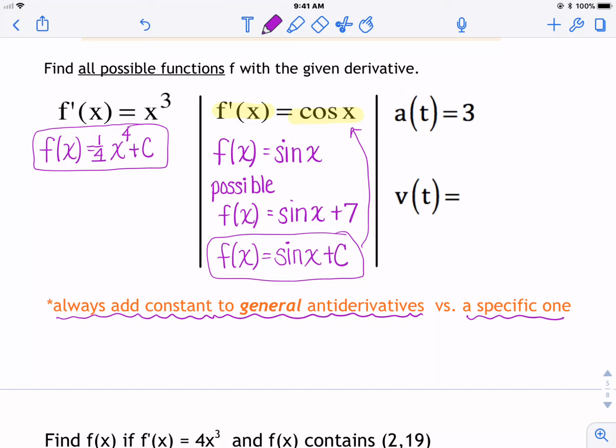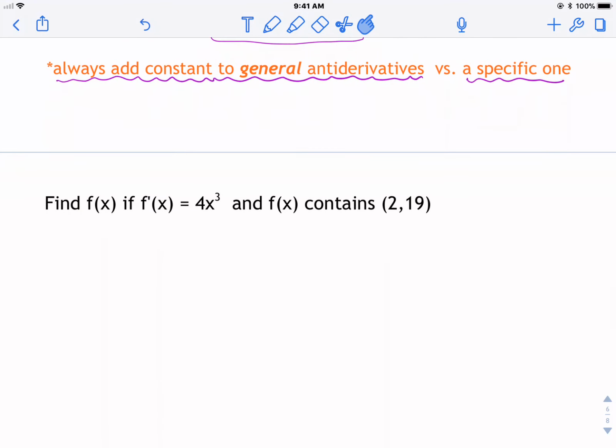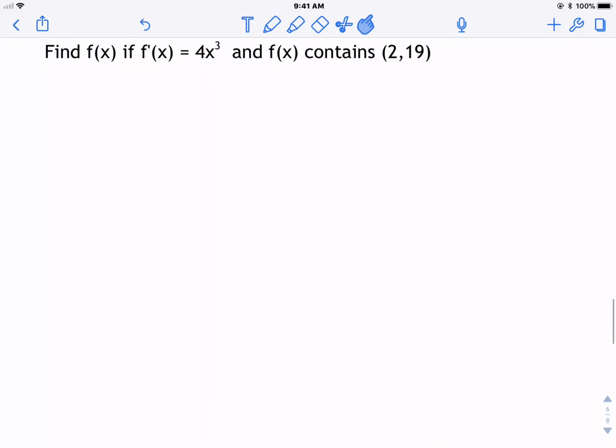The third example, they give us an acceleration function. They tell us the acceleration is 3. We know that acceleration is velocity's derivative. So this is really a derivative. If we'd like to work backwards and get velocity, then we need to take an antiderivative. So the antiderivative here would have been 3t plus a constant that could have been added on and would have come out as 0 in the derivative. So if we're looking for generic or general antiderivatives, we want to add that constant every time to account for all the different functions that could have had that derivative.